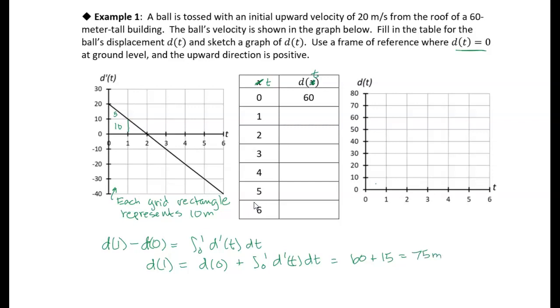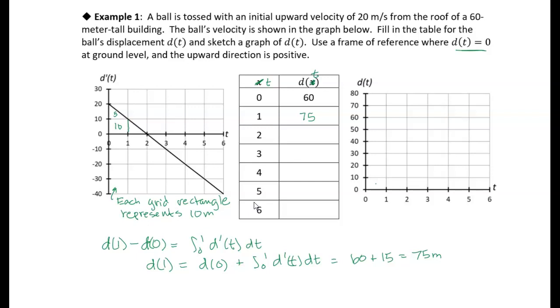Because we tossed the ball up, and so it has some initial velocity going up, but then gravity's pulling down on it and slowing it down. But it's still traveling upward until gravity can take over and start pulling it completely down. So anyway, the position at t equals 1 is 75 meters. So let's put that in the table.